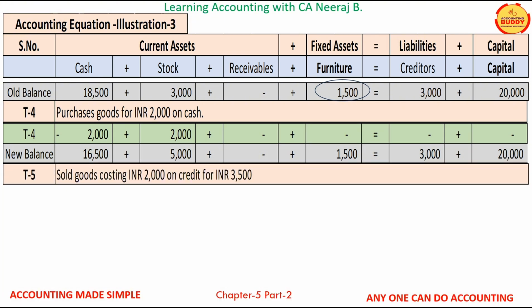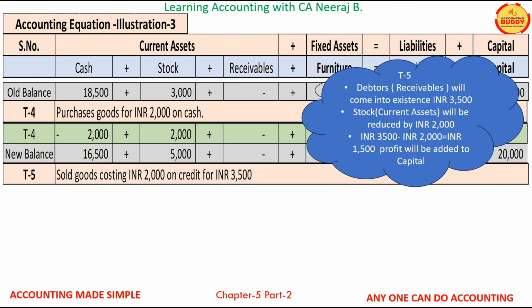Transaction T5 on your screens is goods costing 2,000 are sold on credit for 3,500. If we analyze this transaction, the accounts which are affected by this transaction are first the receivables as the goods are sold on credit, second the stock, and the third one is the equity.